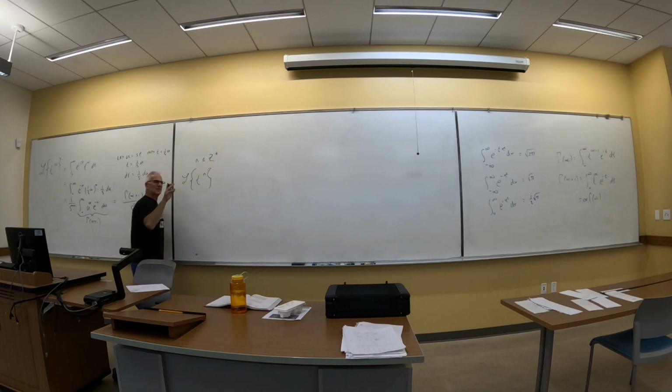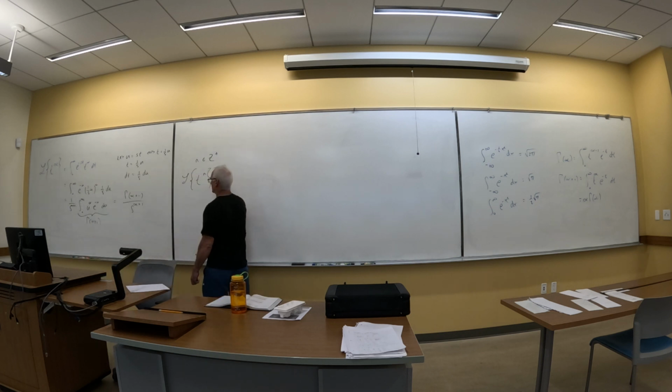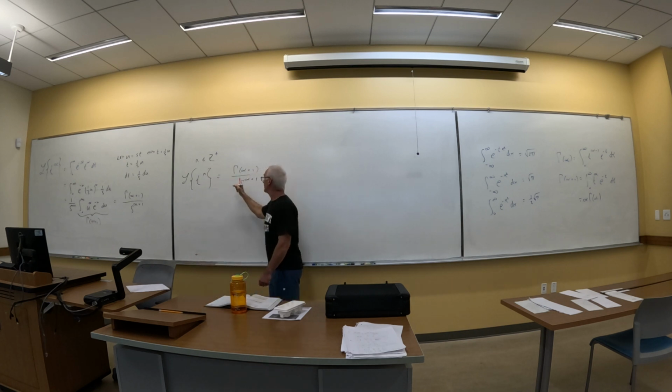I'll say z plus, because we already know what it is if it's a 1. I want it to be t to the first, second, third, fourth, fifth. What does that come out to be then? And factorial. Well, first of all, it would be what? Gamma of alpha plus 1 over s to the alpha plus 1, but for N.